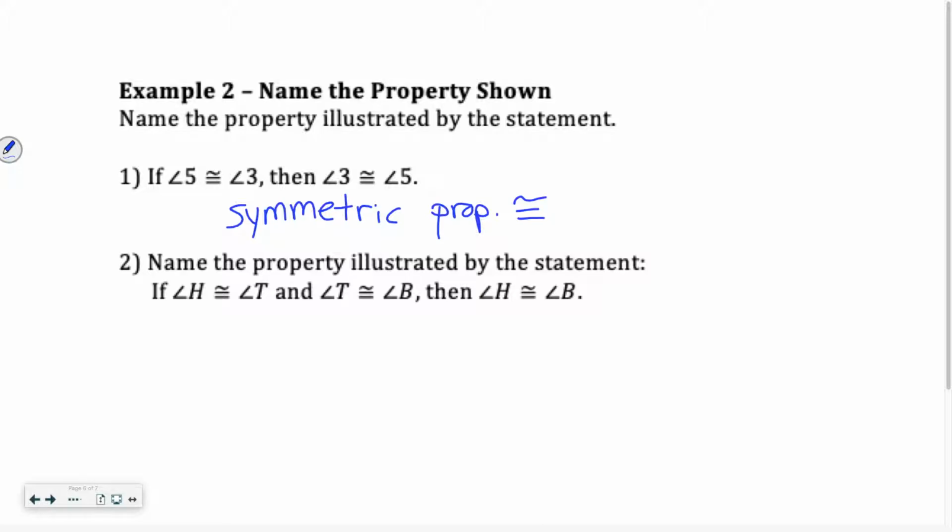Number two, name the property illustrated by the statement. If angle H is congruent to angle T, and angle T is congruent to angle B, then angle H is congruent to angle B. So think about that one. Is it symmetric, reflexive, or transitive? All right. And if you are someone who is blurting out transitive or wrote down transitive, you are correct. This is transitive property of congruence.